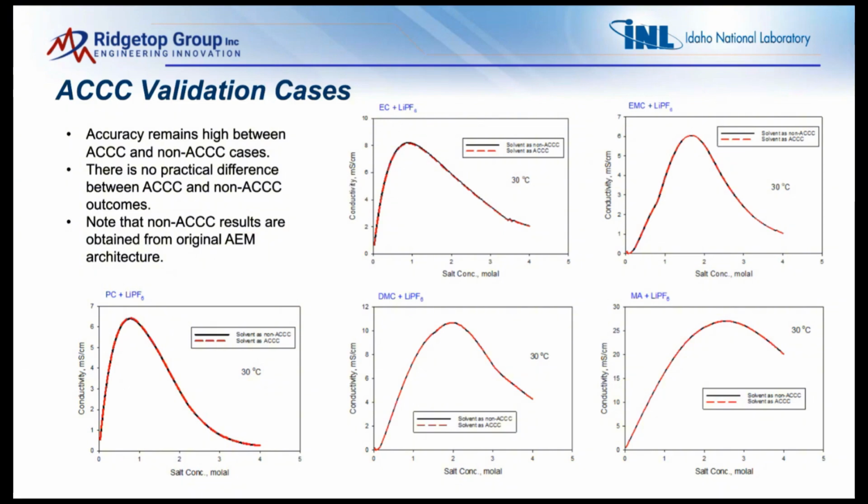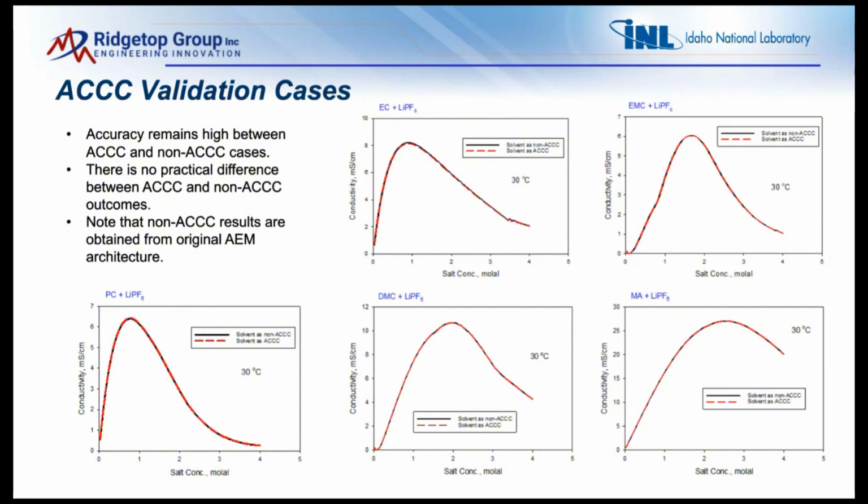And then this slide and the following just shows some validation of using these choices of solvents and salts either through the library, and that's the black, or as an ACCC, and that's the red dashed. So these results are basically indistinguishable, meaning that we've done a good job in allowing the ACCC route to be equivalent with the library-based route.